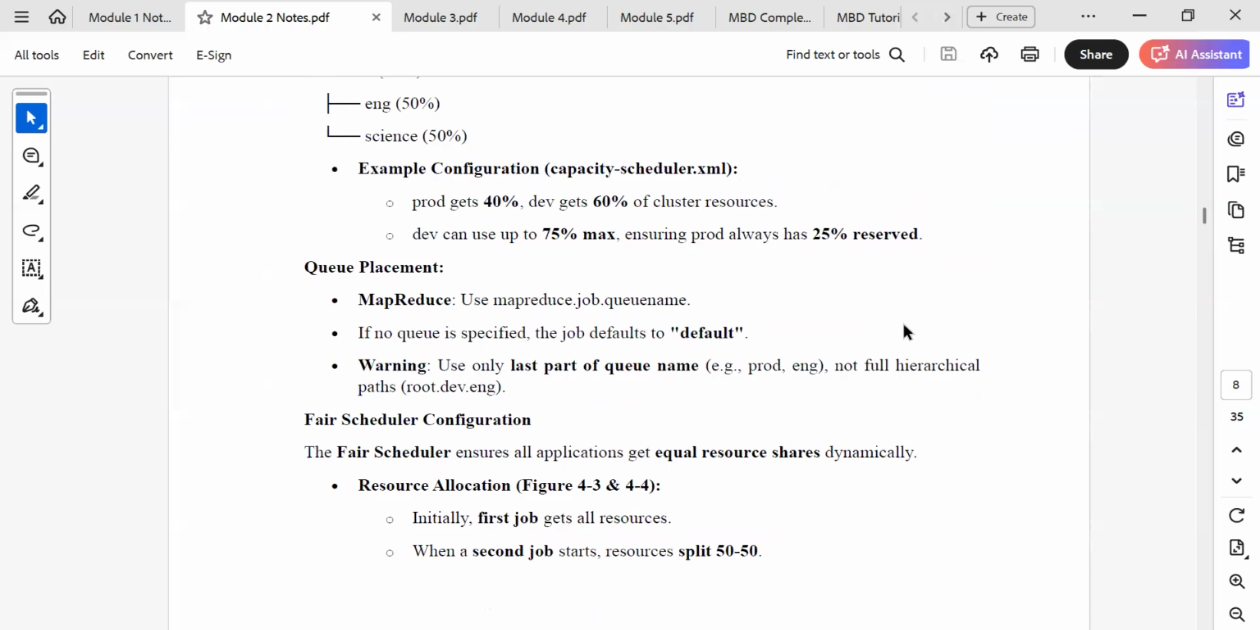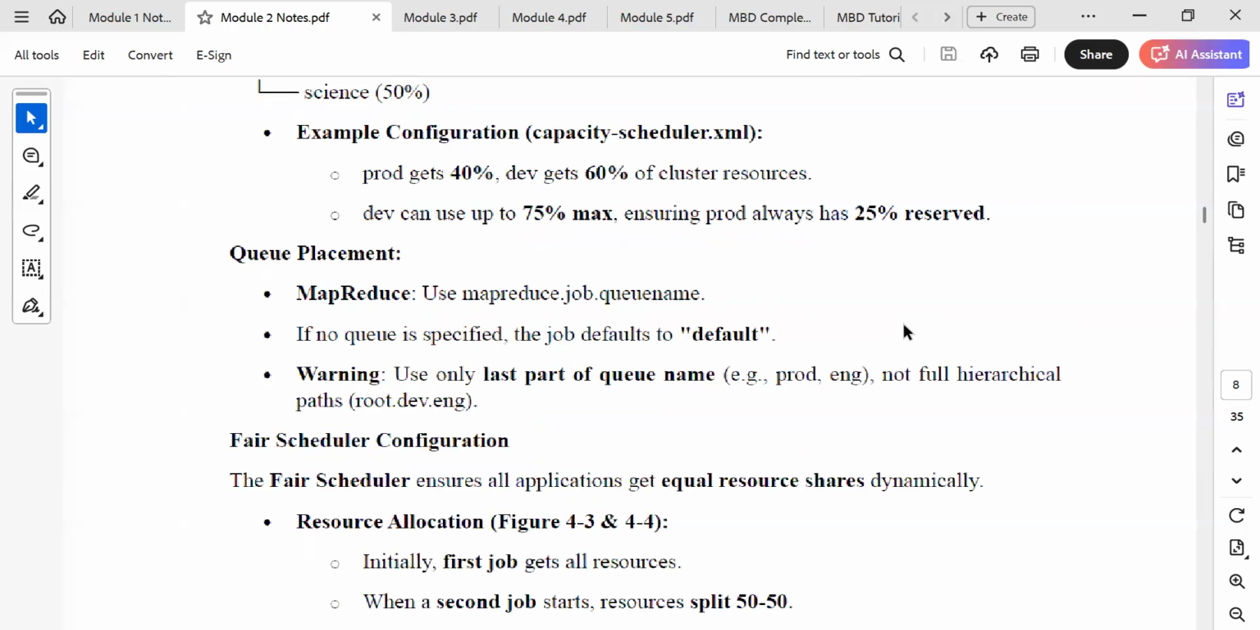Now the fair scheduler configuration. The fair scheduler ensures all applications get an equal resource share, with dynamic resource allocation. There is a figure given; we'll learn about it through the figure also. Initially, the first job gets all resources. When the second job starts, resources split 50-50%.